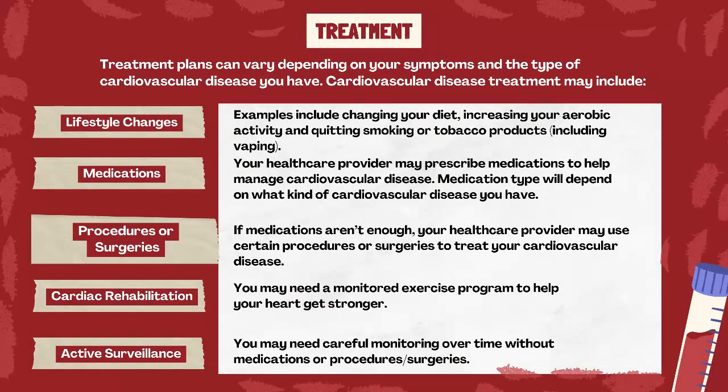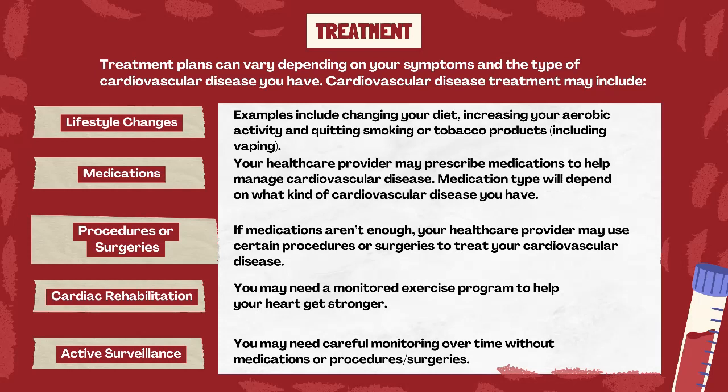And those mentioned diseases can be treated. So we have here the treatment. Treatment plans can vary depending on your symptoms and the type of cardiovascular disease you have. Cardiovascular disease treatment may include lifestyle changes, medications, procedures or surgeries, cardiac rehabilitation, or active surveillance. Lifestyle changes, for example, include changing your diet, increasing your aerobic activity, and quitting smoking or tobacco products, and this includes vaping.